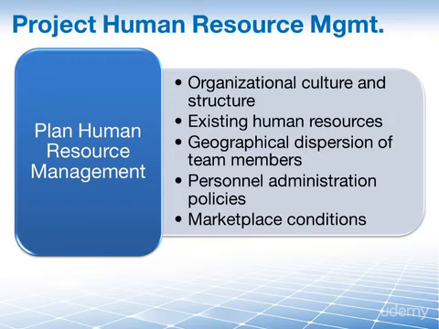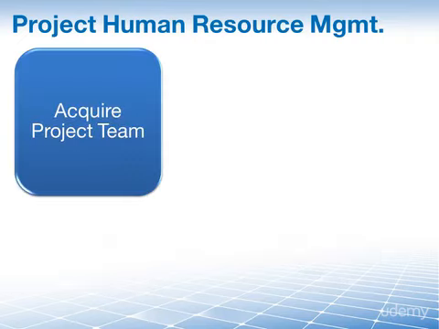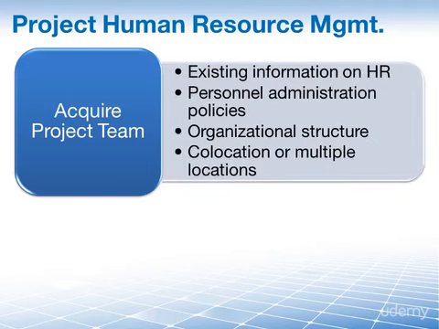We have geographical dispersion of the team members, personnel administration policies, market conditions. Both internal personnel administration policies telling you what you need to do in regards to human resources on the project, and of course the marketplace conditions. Well, they're going to tell you if you have to bring new people on and whether or not these people are even available. The second process is acquire project team. Here we have to consider existing information on human resources, including availability, competency levels, prior experience, interest in working on the project, their cost rate, and so on.